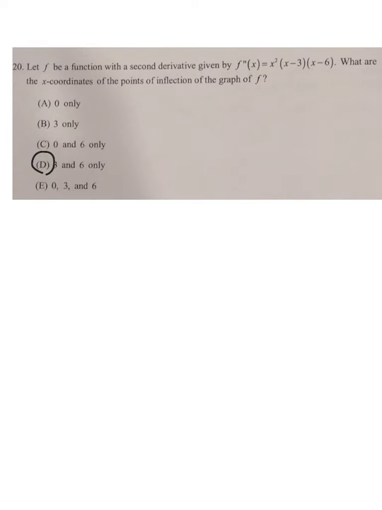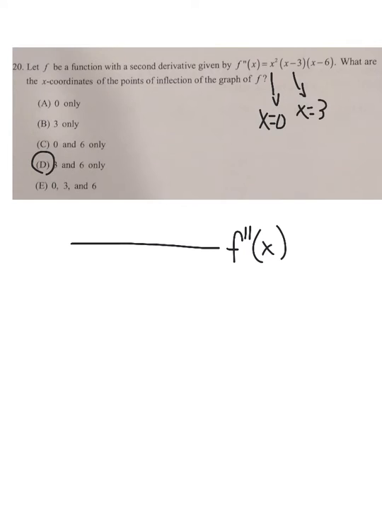So they gave you a second derivative, and they are talking about points of inflection, so I know that that would be a second derivative sign chart, and I want to see sign changes. Well, I'm going to start by finding the zeros. I know I've got x equals 0 here. I have x equals 3 here. And over here I have x equals 6, right? So I'm going to put those guys on my sign chart, 0, 3, and 6.